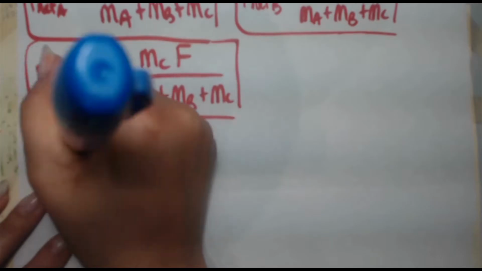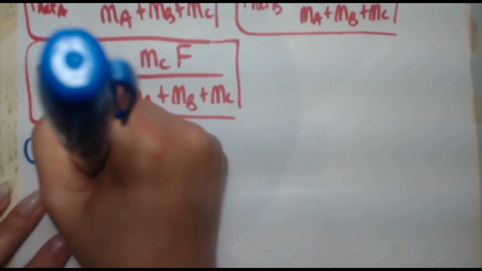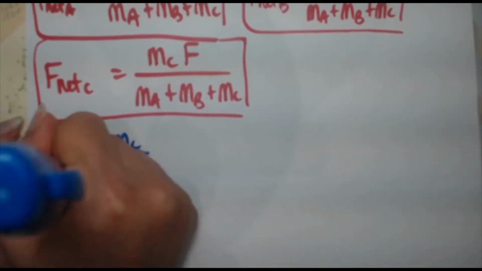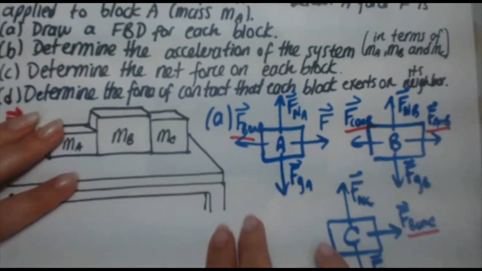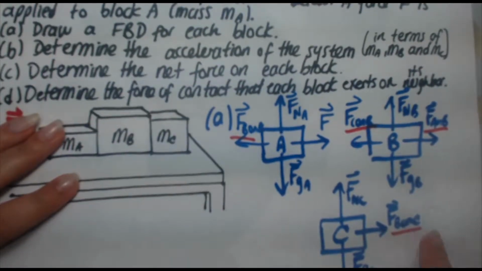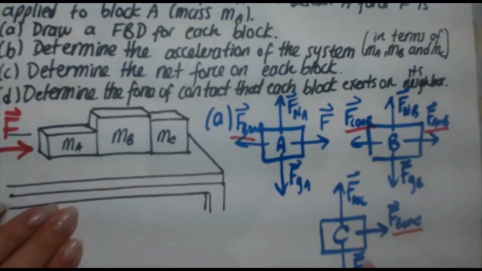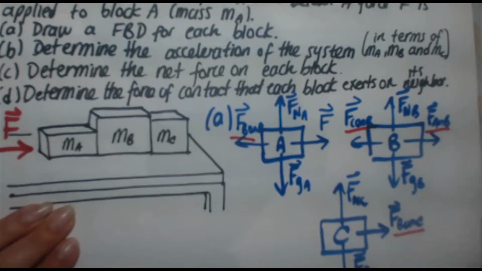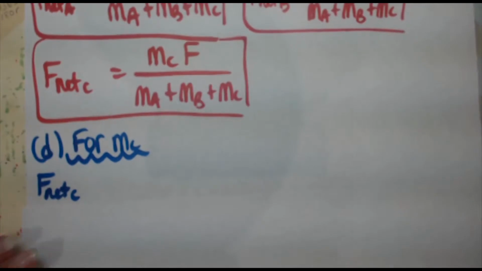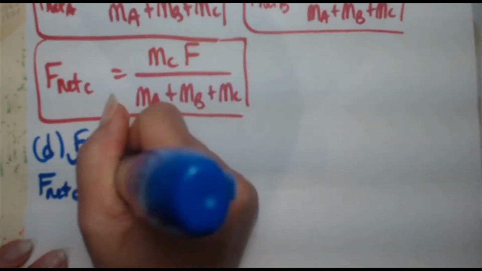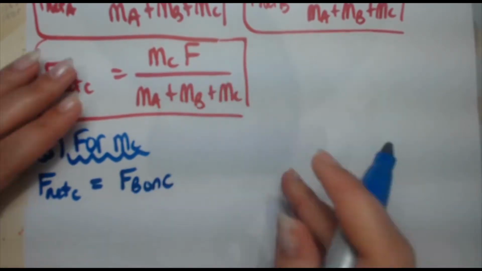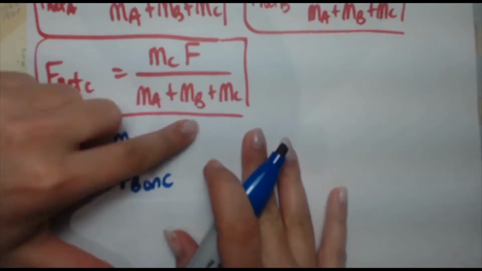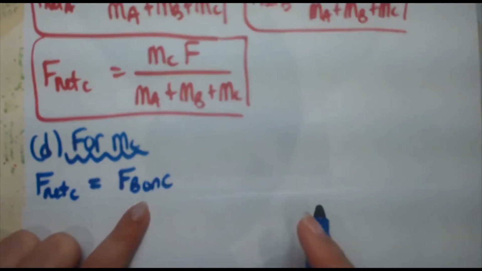For part D, I'm going to go ahead and start with mass mc first because it has the lowest number of forces acting on it. So I'm going to look at the net force on block C. If you look at the free body diagram for block C, the net force in the x direction is just F B on C. We're not dealing with the y here; we know the net force there is 0. In the x direction, the net force is equal to F B on C. That's the only imbalanced force. So F net C equals F B on C. Now, F net C we just found: it is mc F over ma plus mb plus mc. So that is what F B on C is equal to.